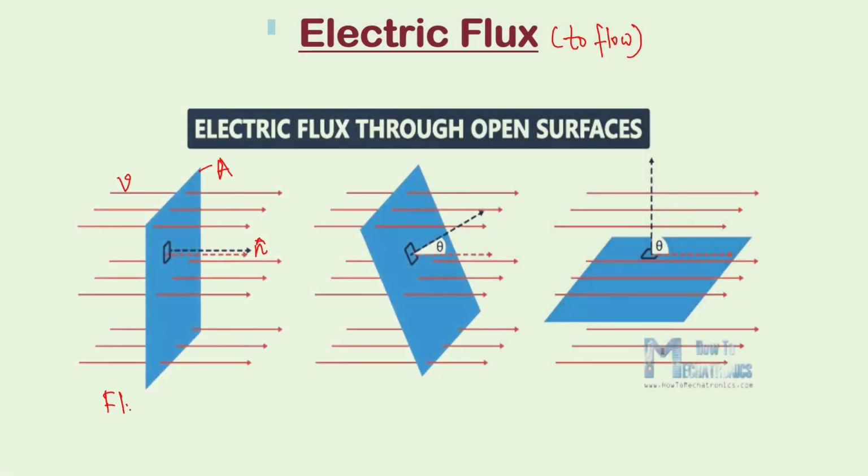So here the flux of liquid flow is equal to E into A. By mistake, it's not E, it's V. It's V into A.